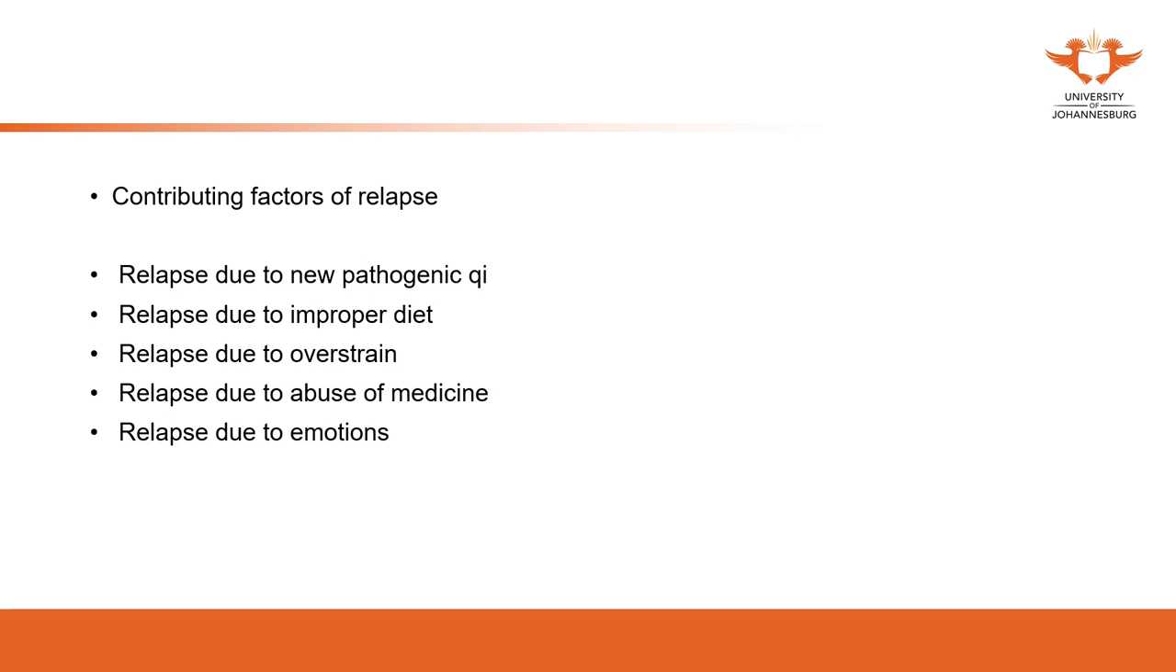The last aspect is relapse due to emotions. The relapse due to emotions, that's from the disease due to the endogenous problem, pathogens. These diseases can happen to like men, especially for mental problems. It's more likely to happen to relapse due to emotion changes.